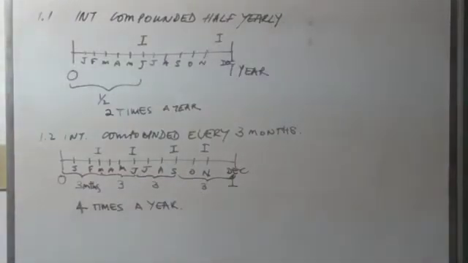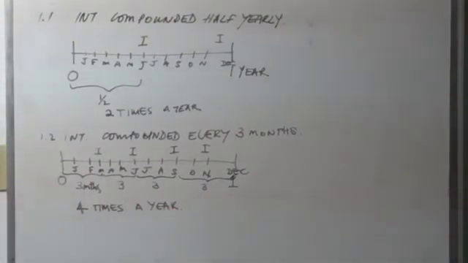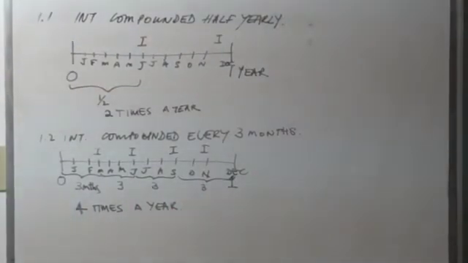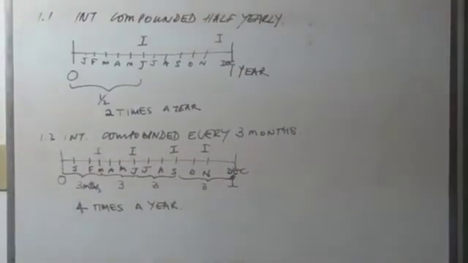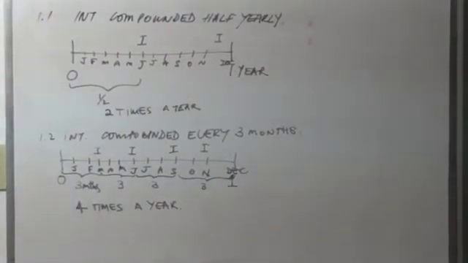Now it's very important to draw these timelines, to read the words carefully. Compounded every 3 months. Compounded half yearly. Draw the timeline. Work out the number of times you will get interest. Alright, so I've given you 2 examples like that. That should give you an idea of how to calculate how many times you get interest in a year. So I think we have 2 more examples to do.